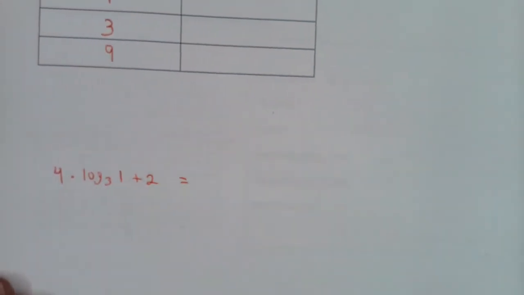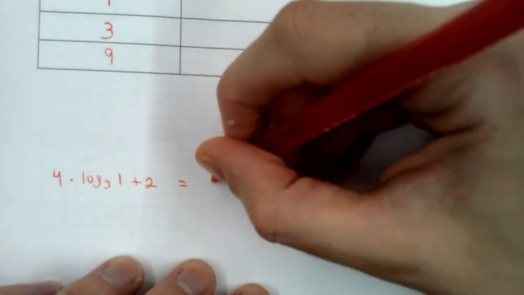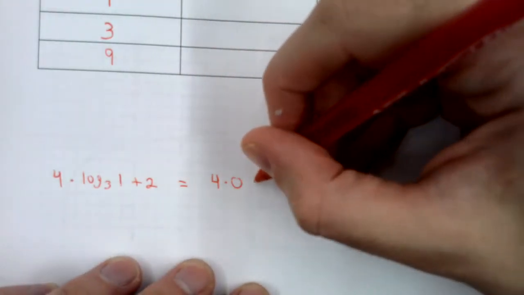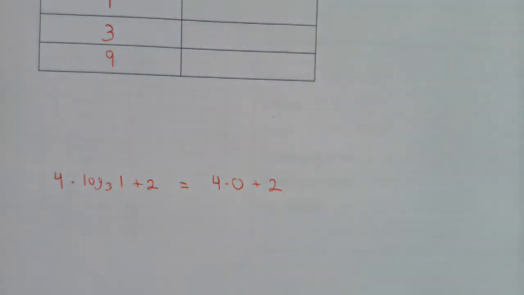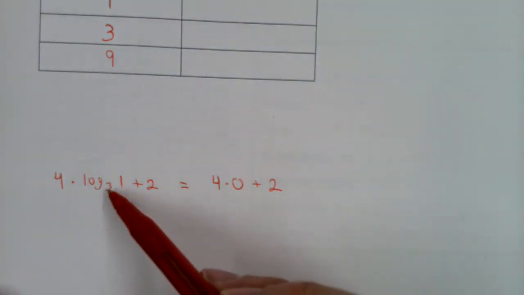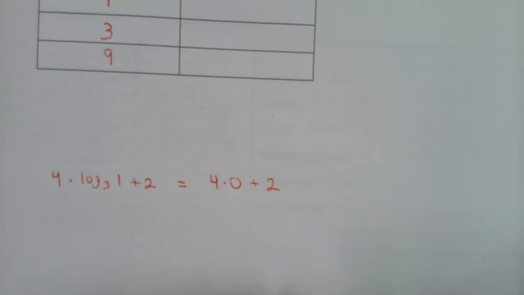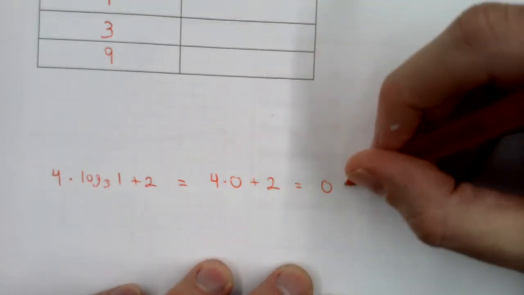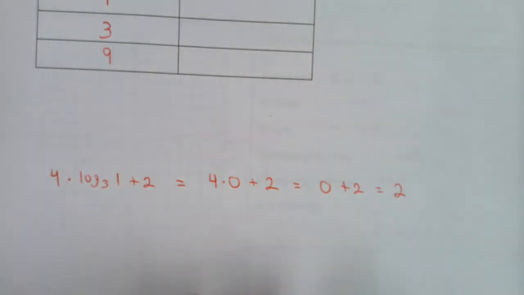What is log base 3 of 1? In other words, 3 to what power equals 1? The answer is 0 because anything to the 0 power equals 1. So this equals 0. 4 times 0 is 0. Plus 2 equals 2.